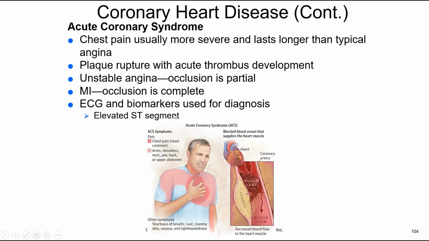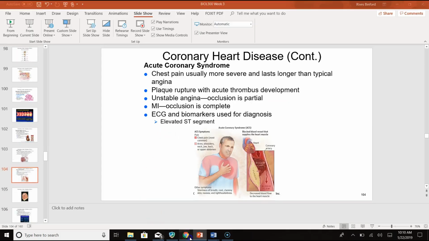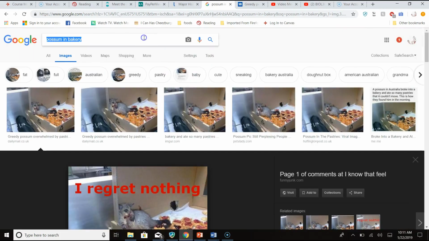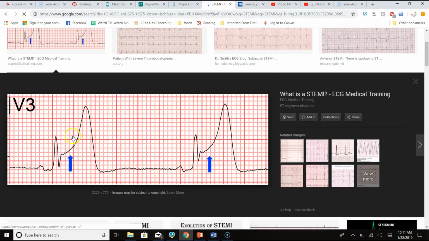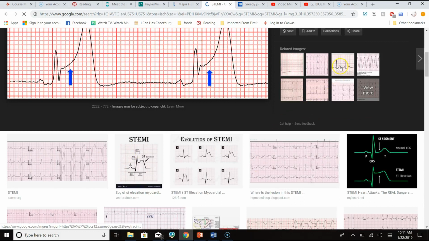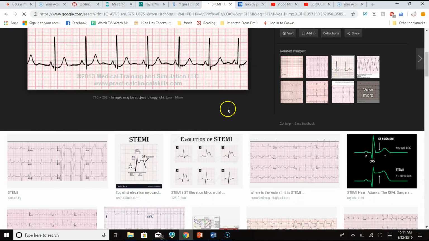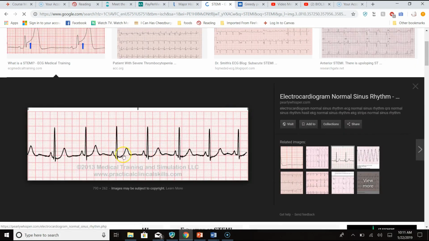Do I have a picture of that? I do not. Let's look at an elevated ST segment. And we frequently refer to that as a STEMI. So PQRS, that's super, super elevated. That's crazy. Remember what a normal is going to look like. Normal is going to look more like this. PQRST, PQRST. If the segment from here to here is elevated, we call that a STEMI.